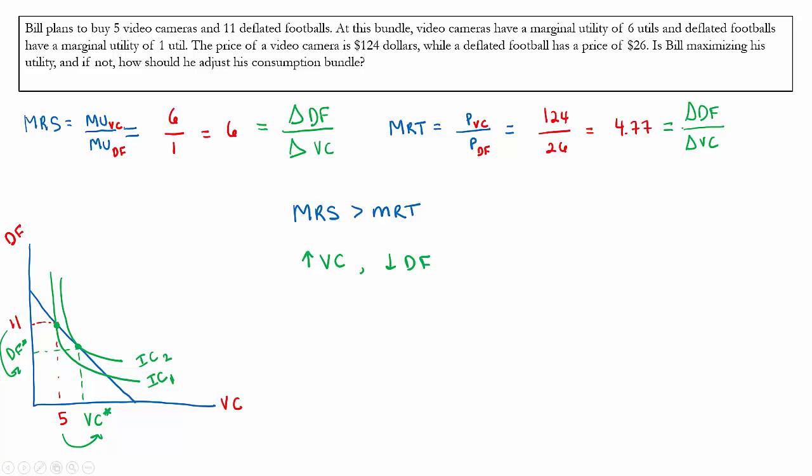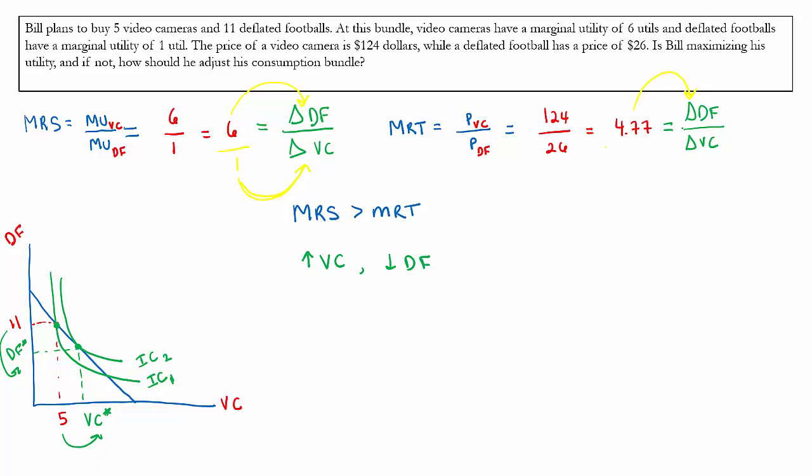What does an MRS of 6 actually mean? Well, what it means is that according to Bill's preferences, if you give him one more video camera, you can take away 6 deflated footballs and he'll be just as well off as he was before. To get one video camera, he's willing to give up to 6 deflated footballs. Now consider this number, the MRT of 4.77. Also a rise over a run.